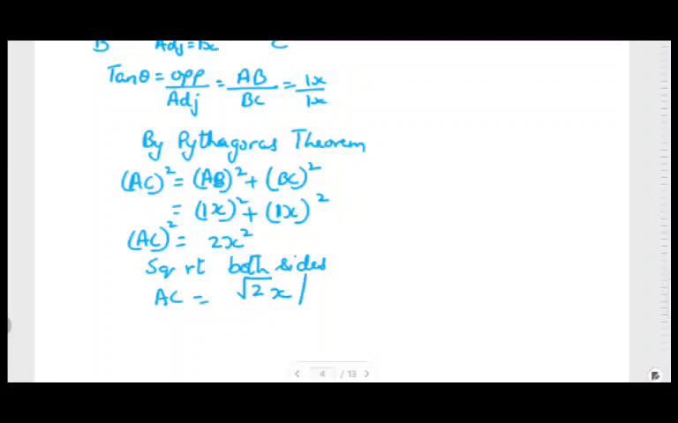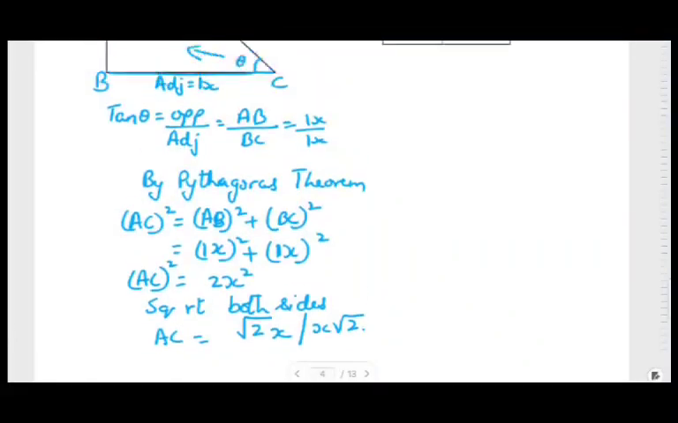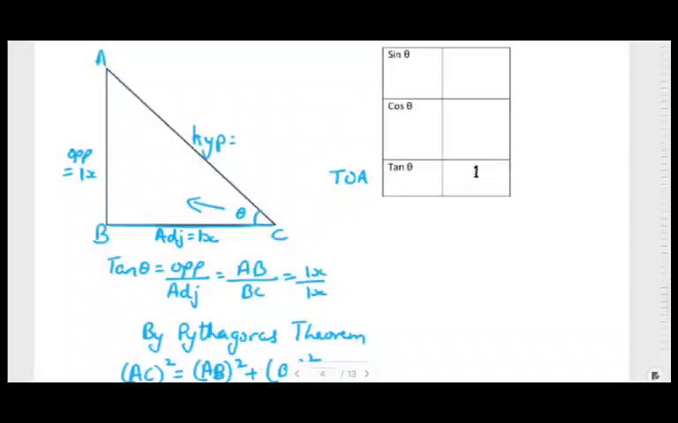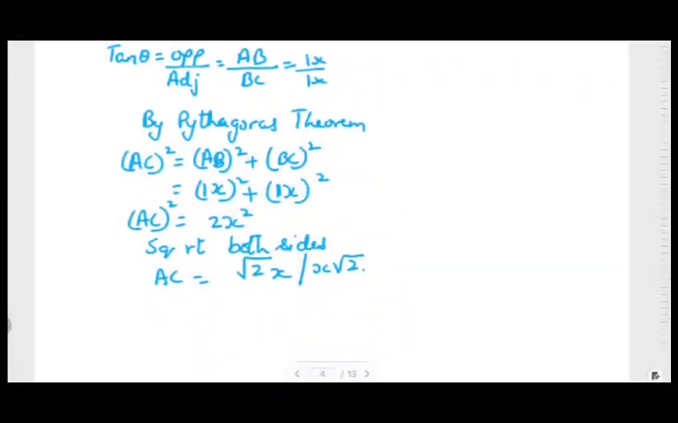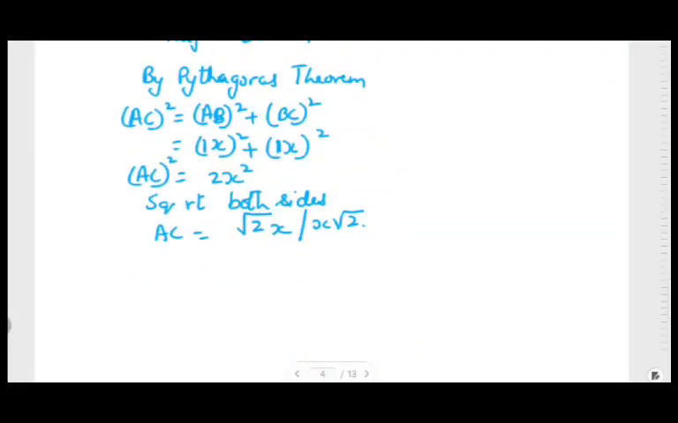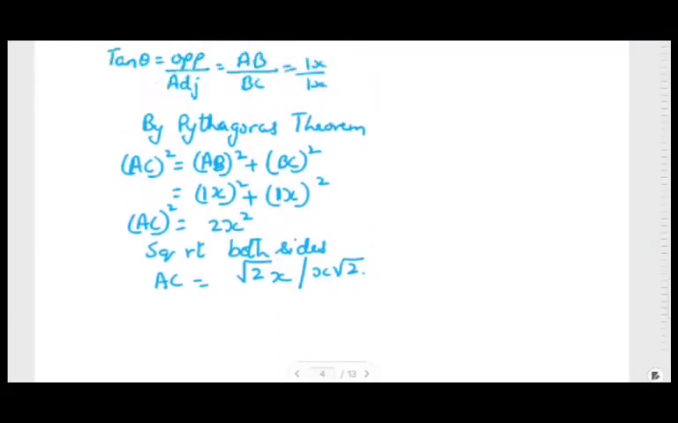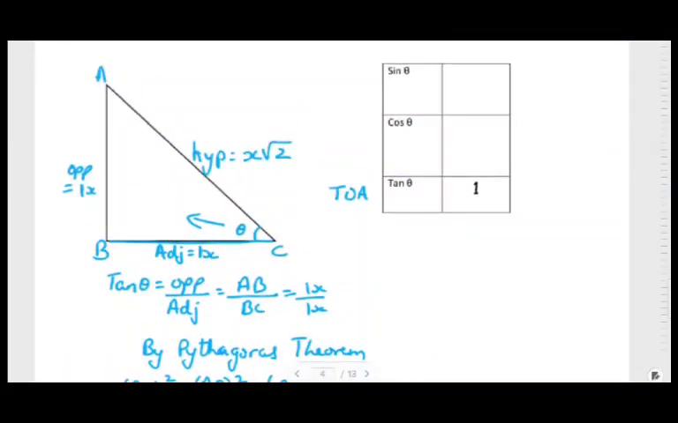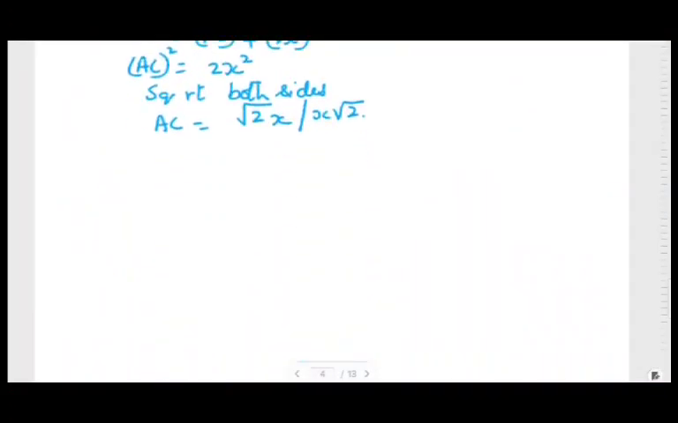Alright, I either write it like this or I write it like this. Both are good to go. Alright, so now that's my AC value. What is it? X root 2. Oh, we are scared. We have a square root sign. Don't worry, children. So now I have to find sine theta and cos theta. Sine theta, how am I going to find it?